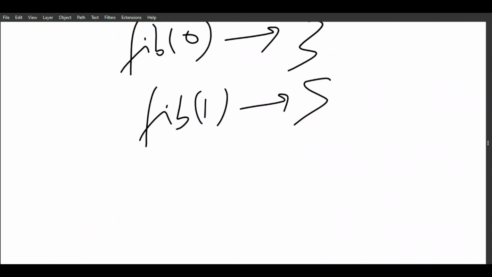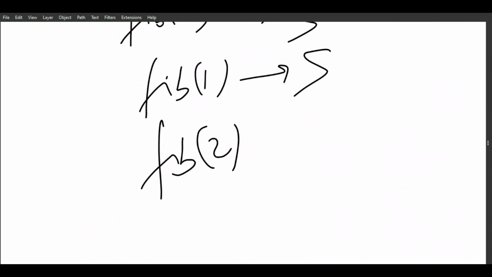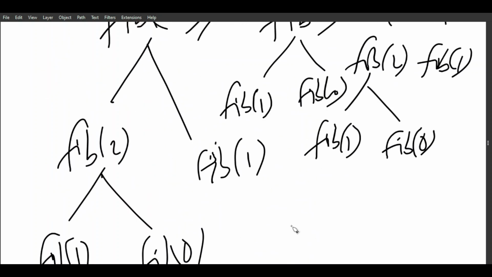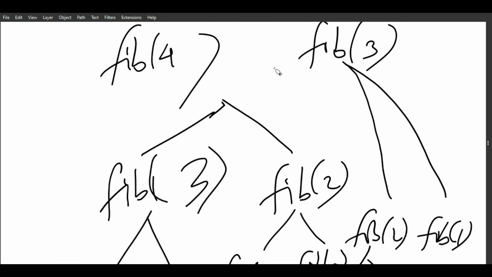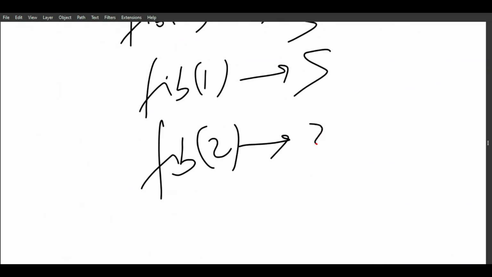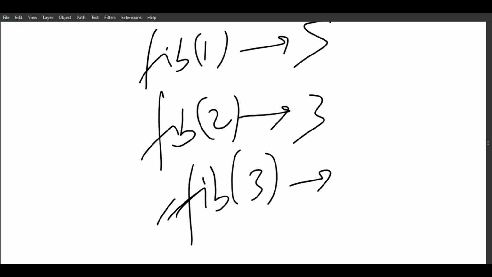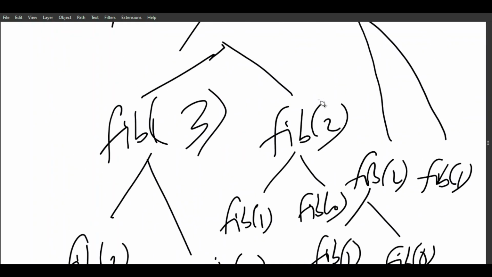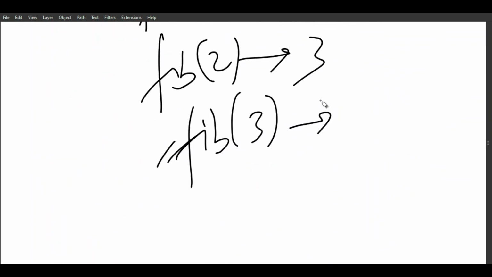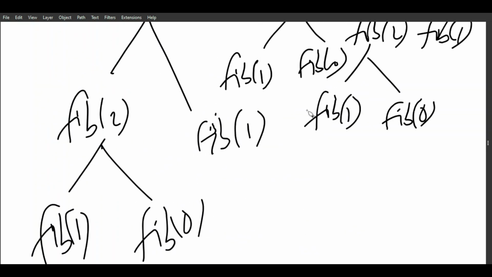Then we have Fib2. Here we count 1, 2, 3 times it is called. Fib3 is called twice. So we can easily see we have several overlapping subproblems, meaning the same subproblems are called multiple times. So this increases our time complexity.